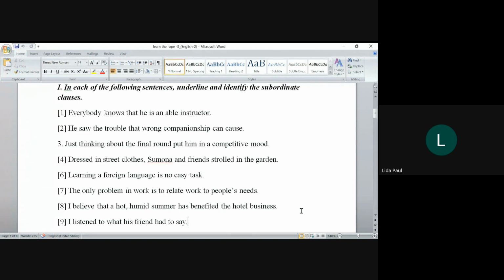What's your main clause or independent clause? Everybody knows that he is an able instructor. This is your independent clause, right? Because what did we learn about independent clause? That it should have a subject, it should have a verb, and it should also make full sense, right? So the whole of that sentence is your independent clause. Subordinate clause is always found within the independent clause.